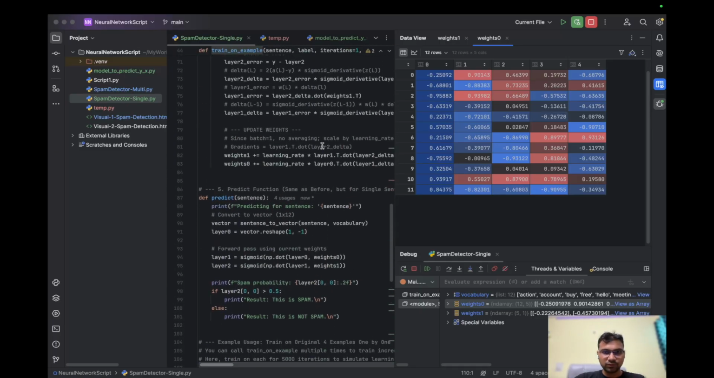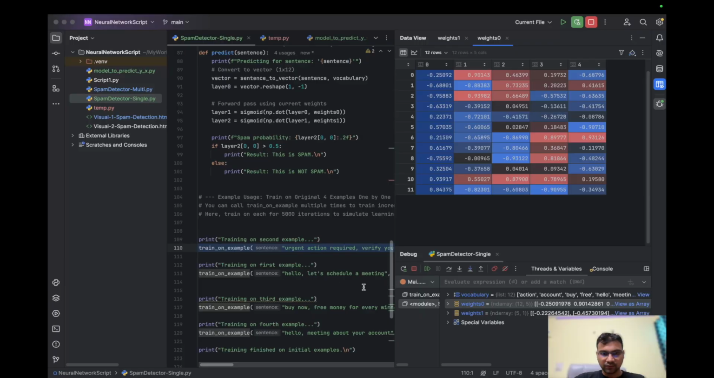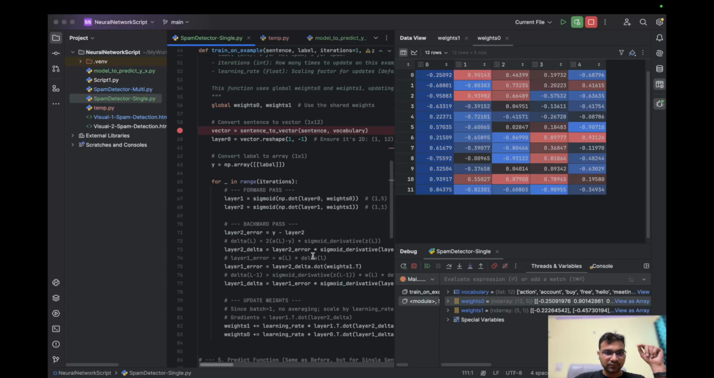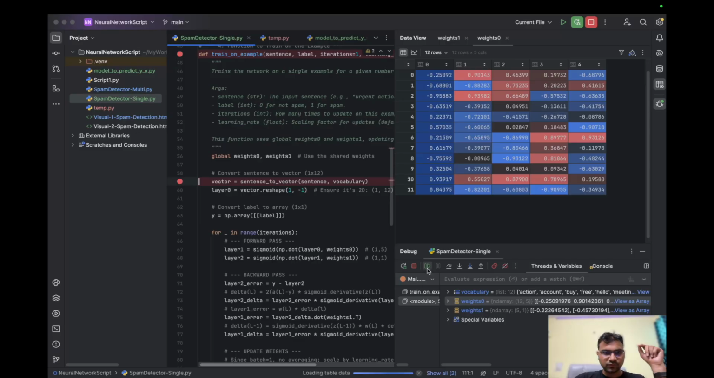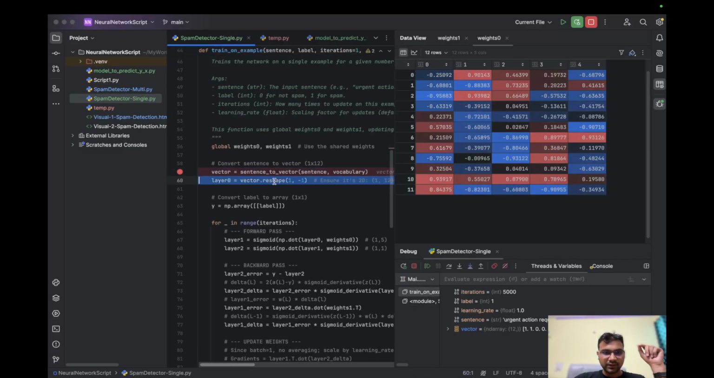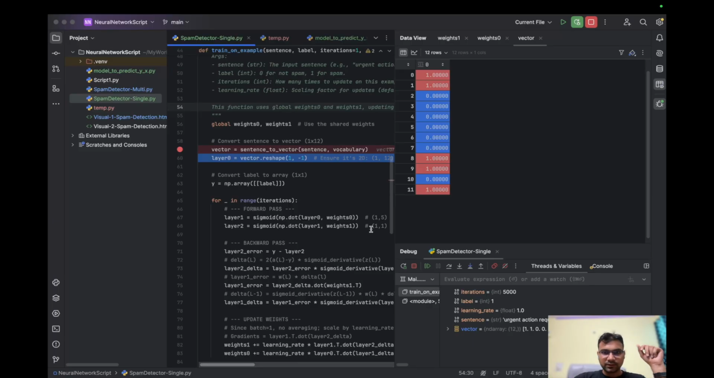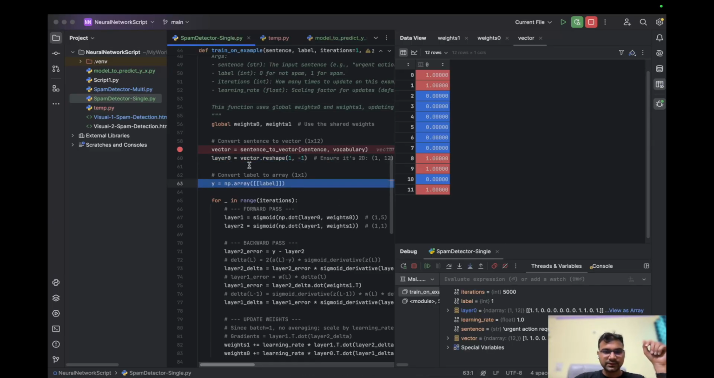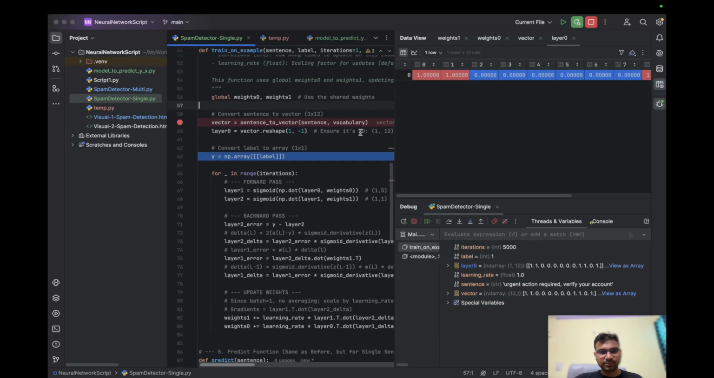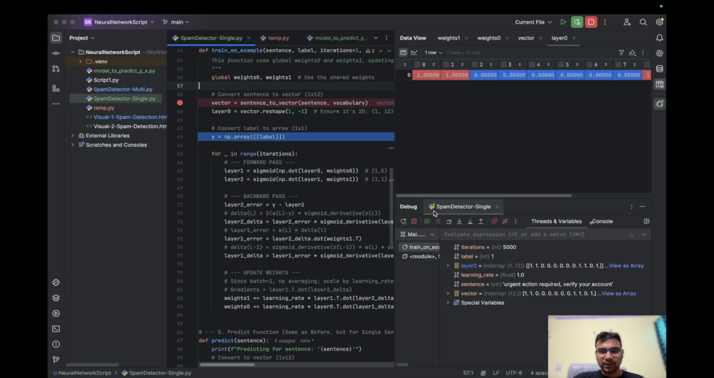And now this is the weight. Let's move ahead. Now the sentence is converted to a vector. If we view it as an array, this is our initial layer, right? Then it's just changing the structure into a column row, to simplify the multiplication. Now if we see the result, this is the result that we have. This is the actual value, which is 1, right?